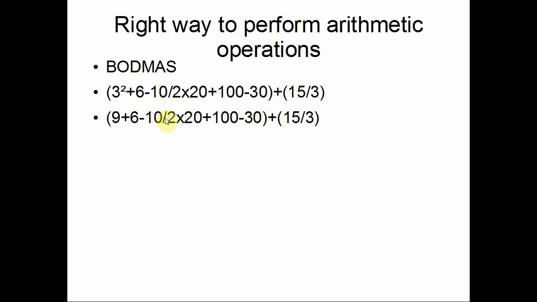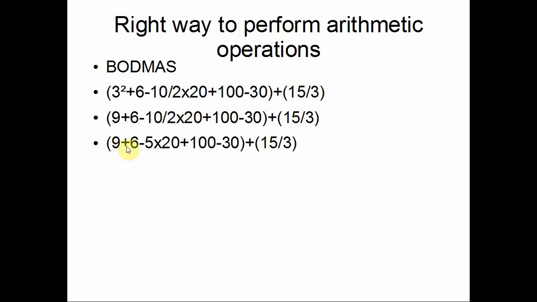So 9 plus 6 minus 10 divided by 2 would give you 9 plus 6 minus 5 into 20 plus 100 minus 30 plus 15 by 3. Now, all the divisions are over in the first bracket. We are not looking at the second bracket as of now, but let's look at the first bracket further. The next is multiplication. So let's have a look at multiplication.